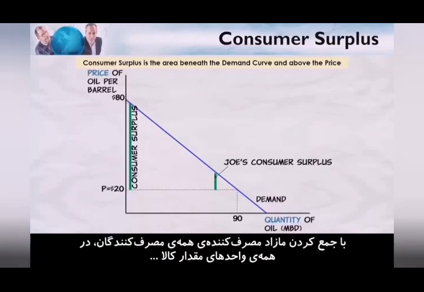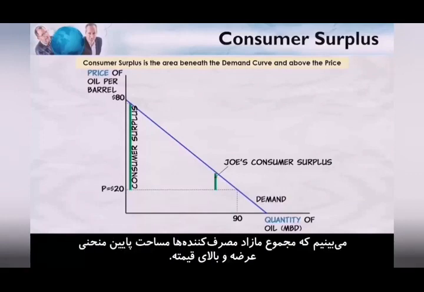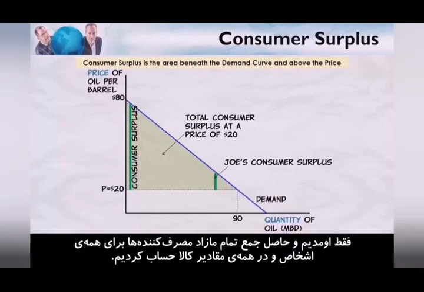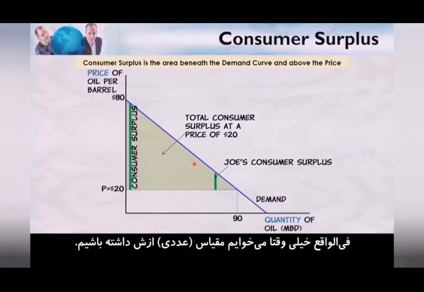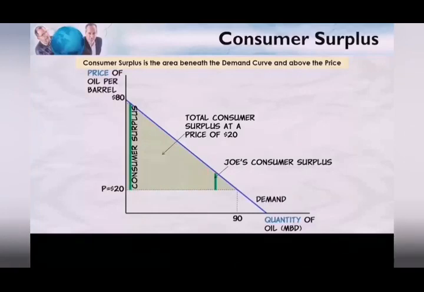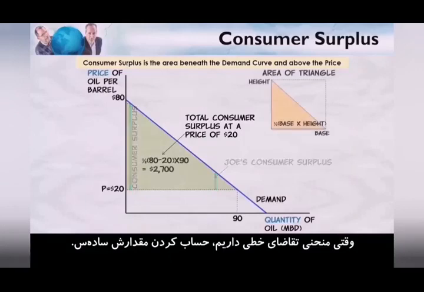By adding up the consumer surplus for all consumers over all units, what we see is that the total consumer surplus is the area beneath the demand curve and above the price. We're just adding up the consumer surpluses for all individuals for all units of the good. In fact, we often want to get a measure of this. When we have a linear demand curve, it's easy to quantify this.